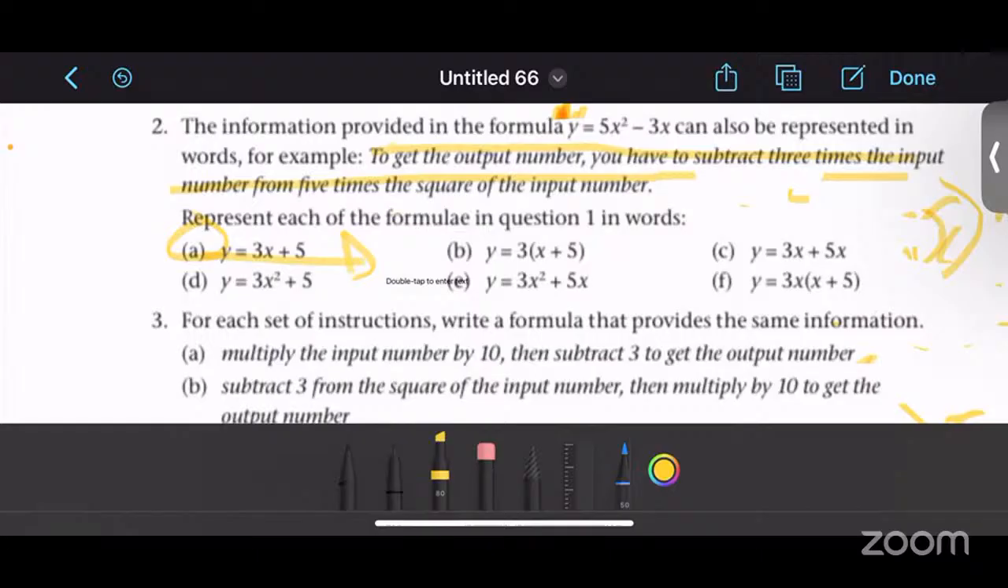Now let's try. Is y input or output? Y is output, x is input. And first you times the input by 3, then add 5. That will be your output.